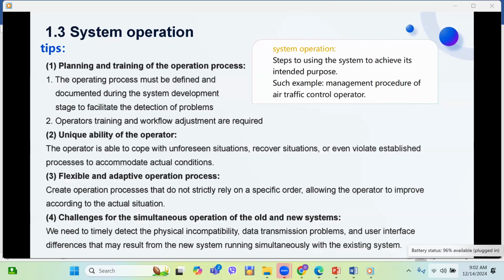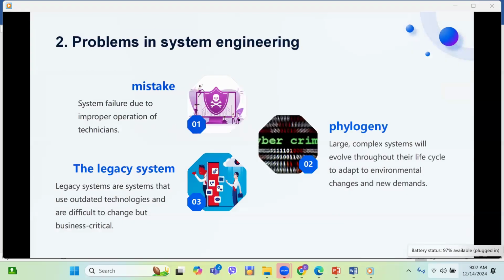We need to timely detect the physical incompatibility, data transmission problems, and user interface differences that may result from the new system running simultaneously with the existing system. Problems in system engineering. 1. Mistakes: system failure due to improper operation of technicians. 2. Evolution: large, complex systems will evolve throughout their life cycle to adapt to environmental changes and new demands. 3. The legacy system: legacy systems are systems that use outdated technologies and are difficult to change but business critical.